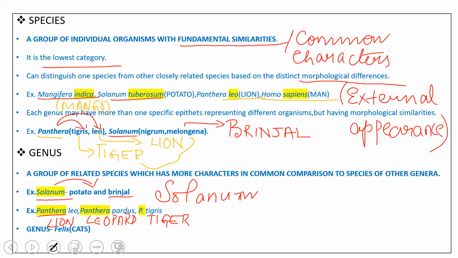With regard to the plant example, it may be potato, especially tuberosum, or melongena or nigrum, which have the same genus, that is Solanum. So this is the next hierarchy after species.